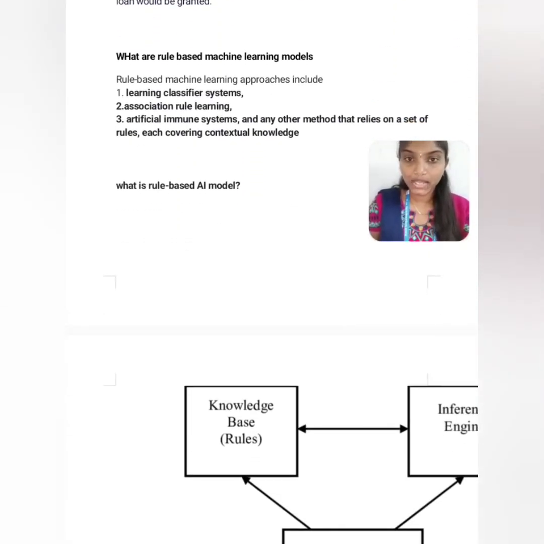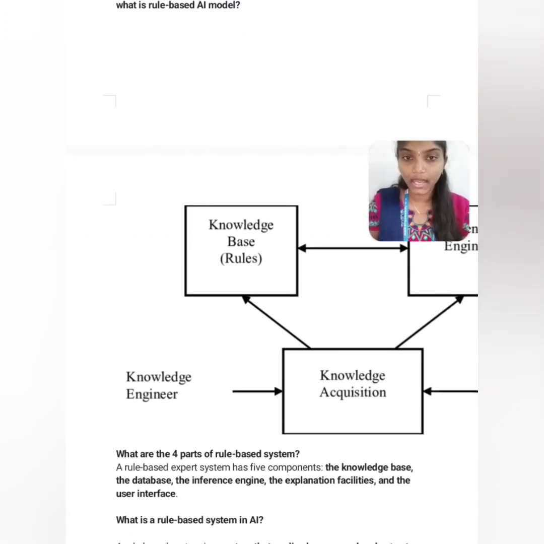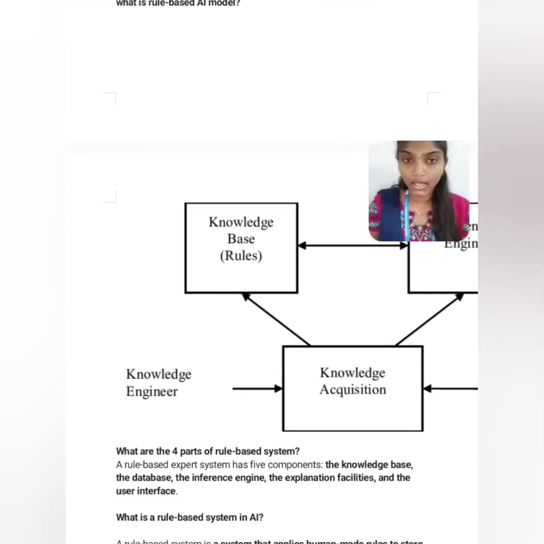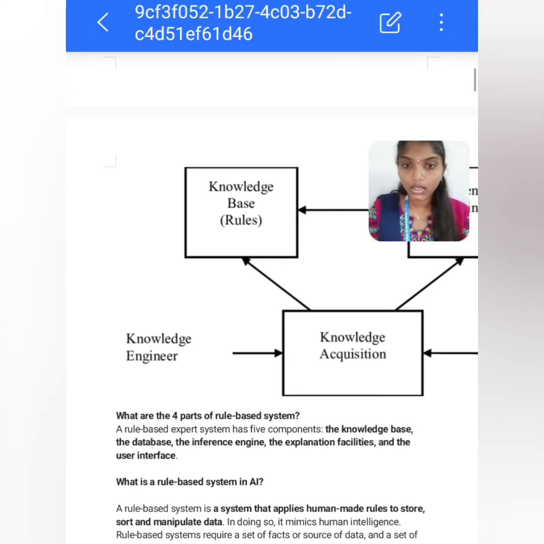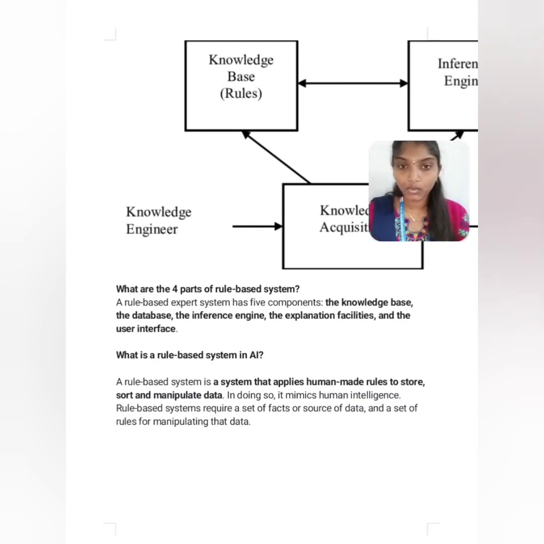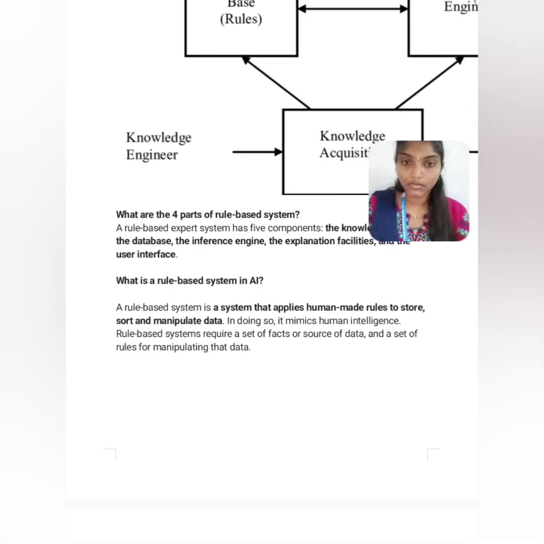What is rule based AI model? A rule based AI model is nothing but having knowledge based rules, built by knowledge engineers. Next, what are the top parts of the rule based system? The rule based expert systems have five components: the knowledge base, the database, the inference engine, the explanation facilities, and the user interfaces.